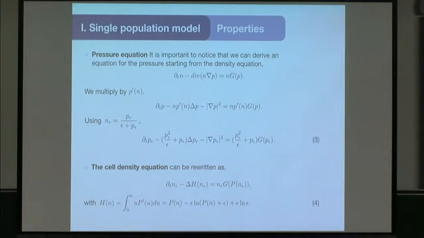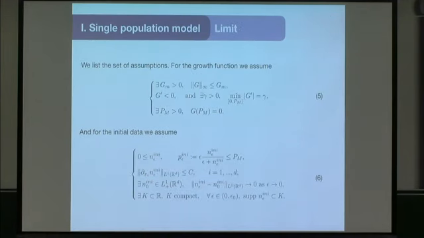You can also see that the density equation can be rewritten under this form, where you have Laplacian of h, and h is this function. This is going to be nice for the proof of the convergence. Before actually giving you the result of convergence, we make some assumptions. We have the growth function. As I told you, we consider it as a decreasing function of the pressure, and we consider that it cancels at one point. And we also consider it bounded.